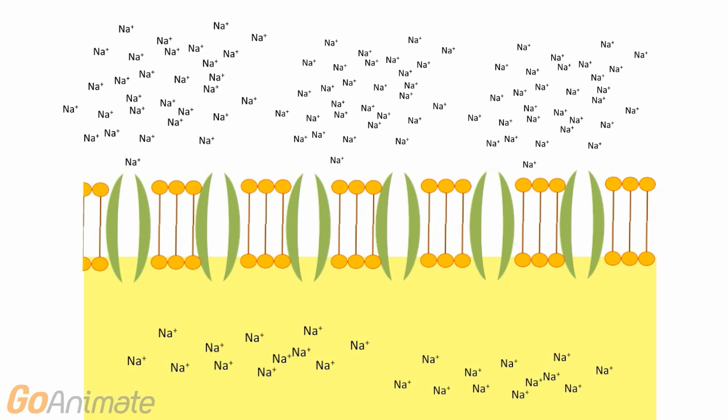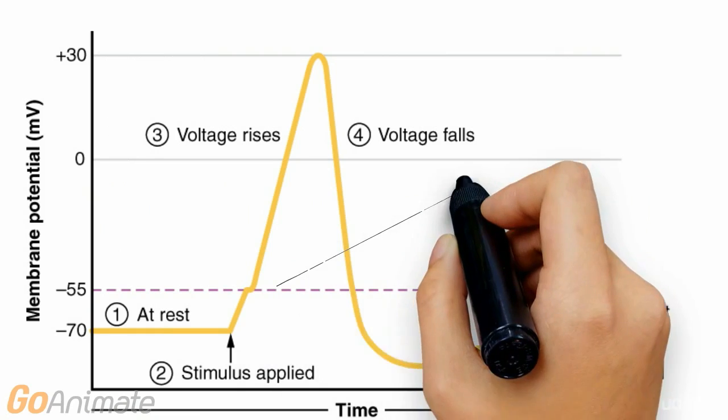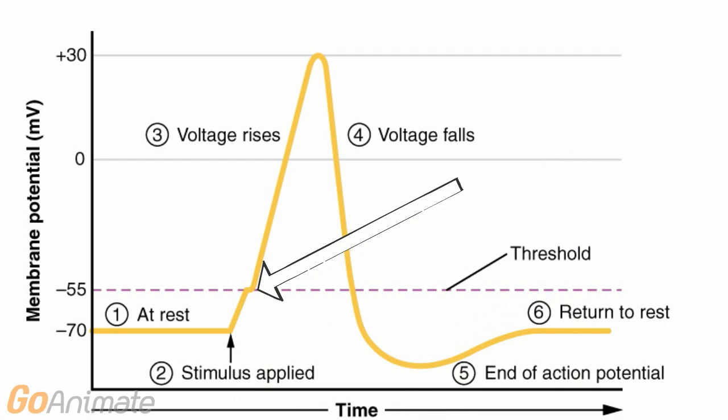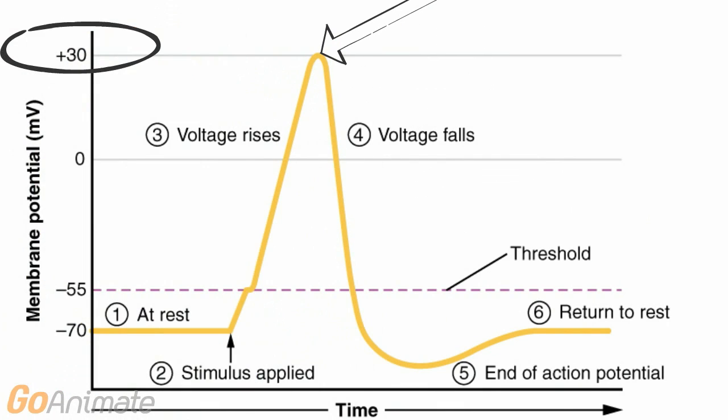Once the threshold is reached, many voltage-gated sodium channels open, allowing sodium into the cell. This causes the membrane voltage to change, reaching about +30 millivolts. The neuron has now generated an action potential.